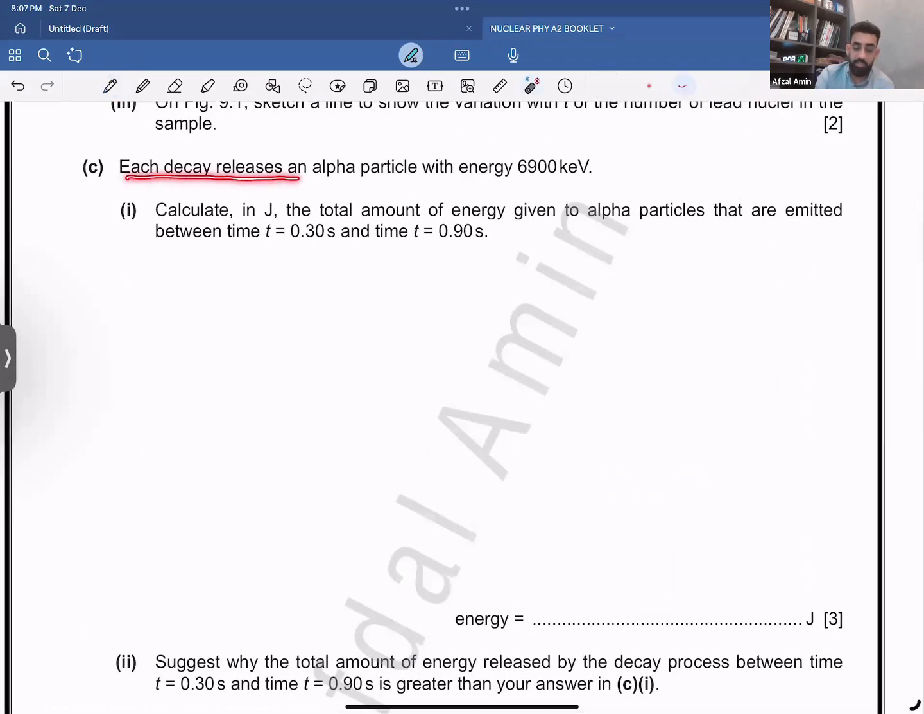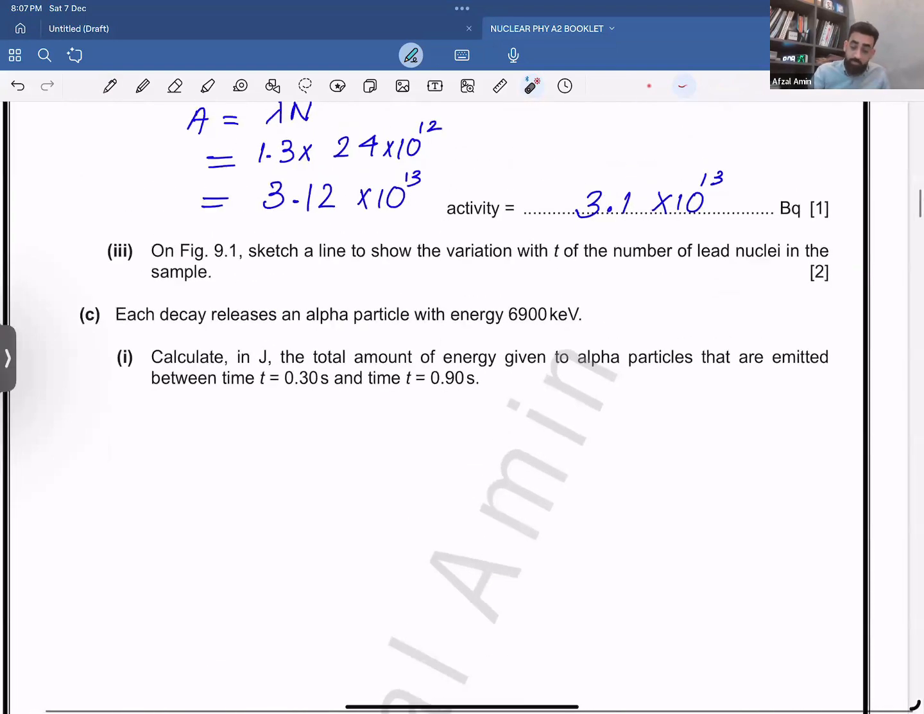Each decay releases an alpha particle with energy 6,900 kilo electron volt. Each electron volt is 1.6 × 10^-19 joules. Calculate in joules the total amount of energy given to alpha particles that are emitted between 3 and 0.9.